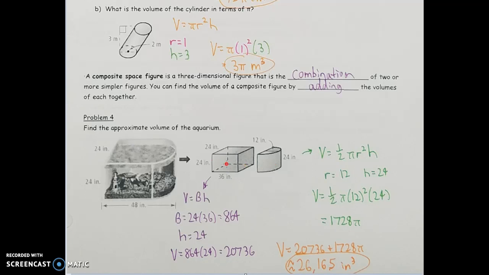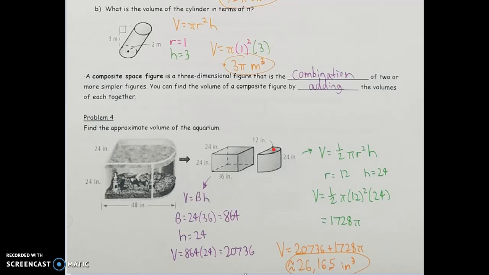So to find the volume of that prism, remember that's base area times height. So to find the base area, I used the 24 times 36 for that rectangle, gave me 864. The height going from top to bottom is 24. So if I multiply base area times height, I should end up with, looks like, 20,736.